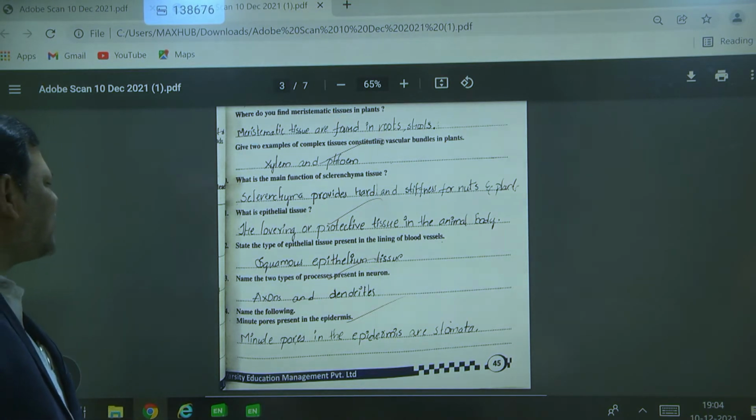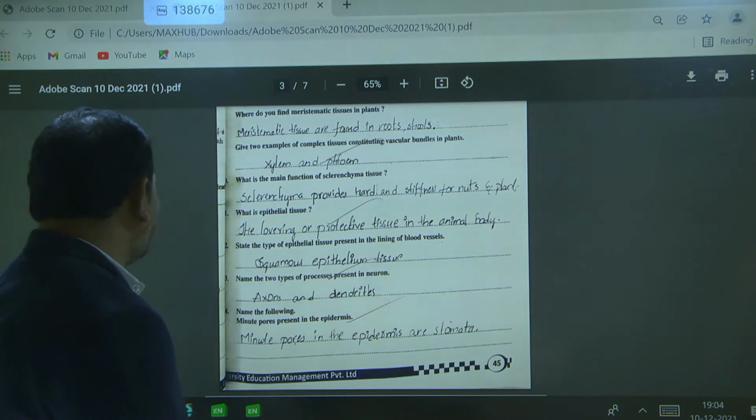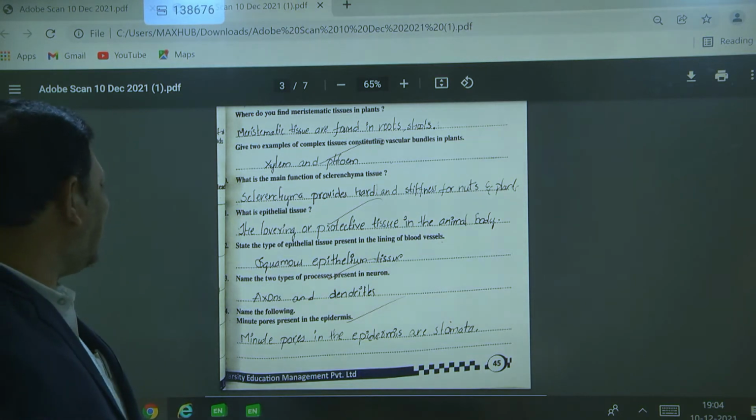Name the two types of processes present in the neuron. Two types of processes, axons and dendrites.